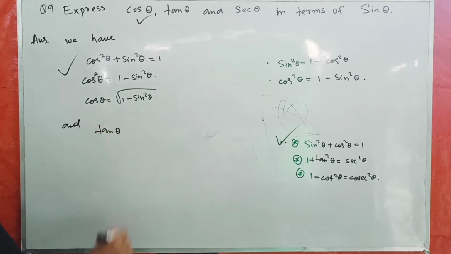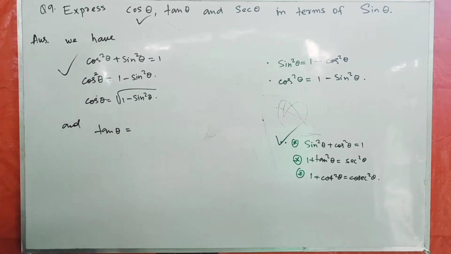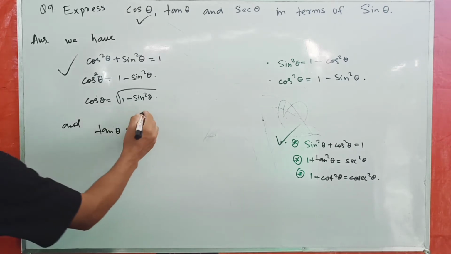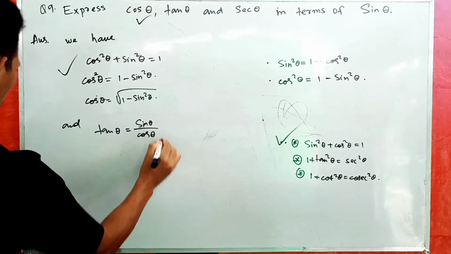Tan theta means, what is the relation between tan theta and sin theta? In reciprocal relation, or we know that tan theta will equal sin theta by cos theta in quotient relation. Okay, let's find out sin theta by cos theta.